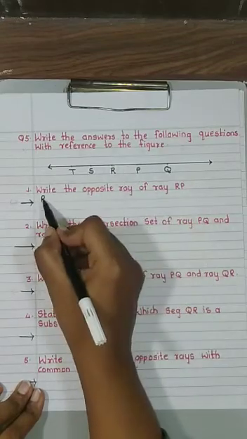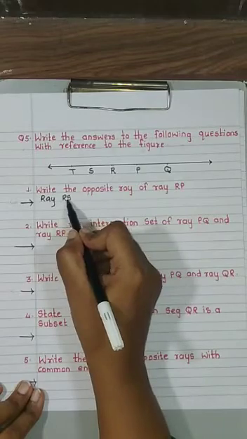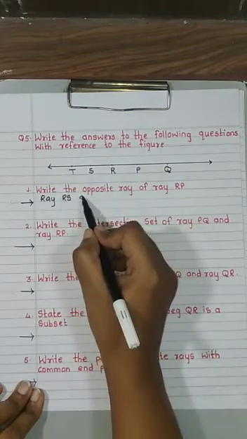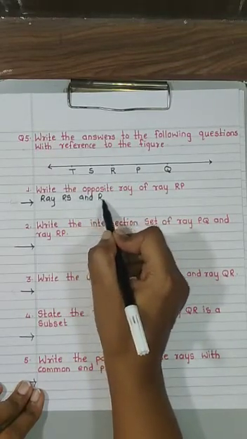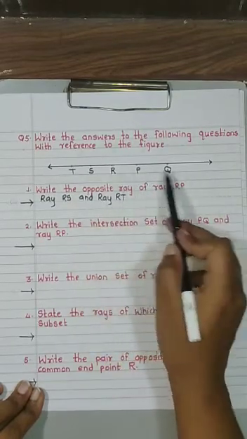Ray RS and ray RT are the opposite rays of RP.